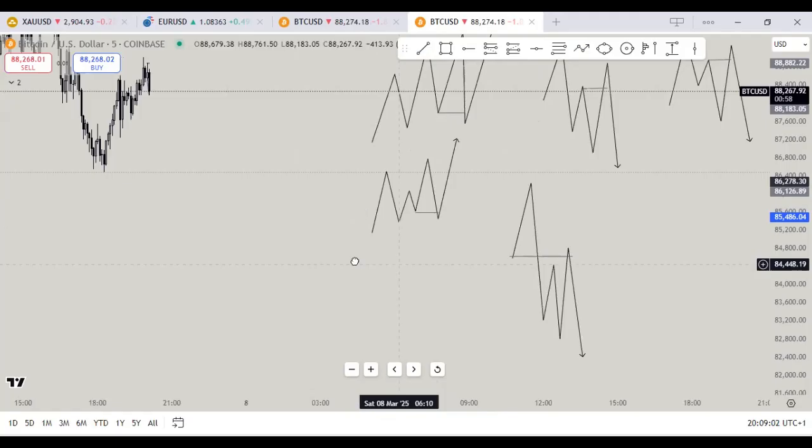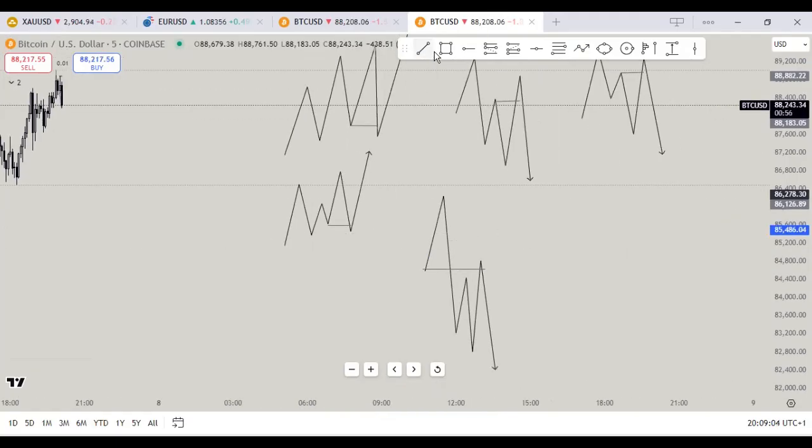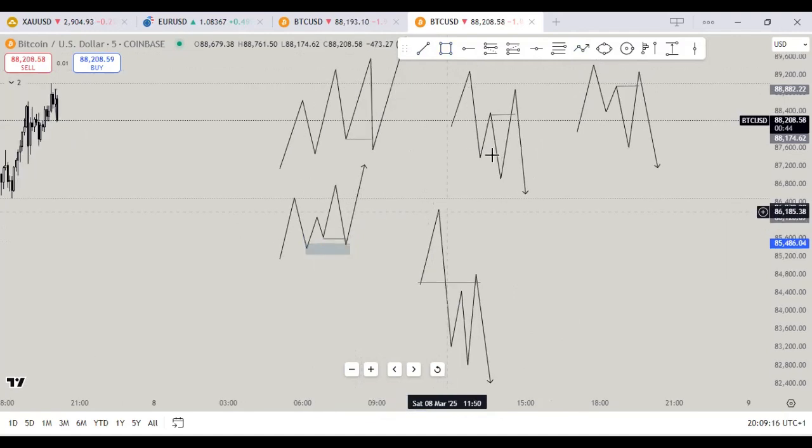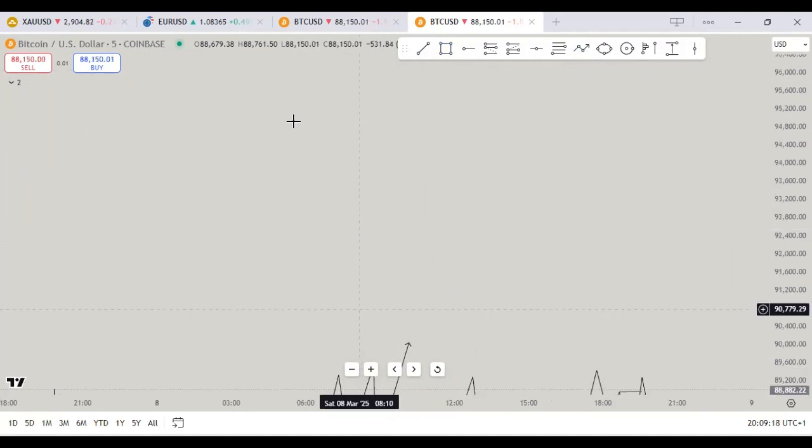So regarding my POI now, there are 3 types of POI that I may trade. Let me write it down for you guys.